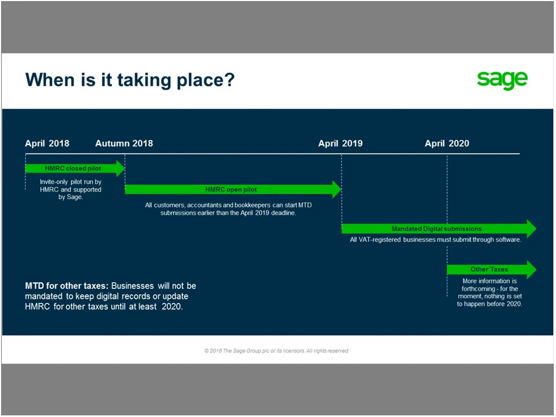And then from April 2020, this is when other taxes come into play. So HMRC have also already advised us that income tax and corporation tax are going to be part of MTD. It's a 5-year program designed to digitise all tax. Chris, could you just give us a quick overview on the other taxes?